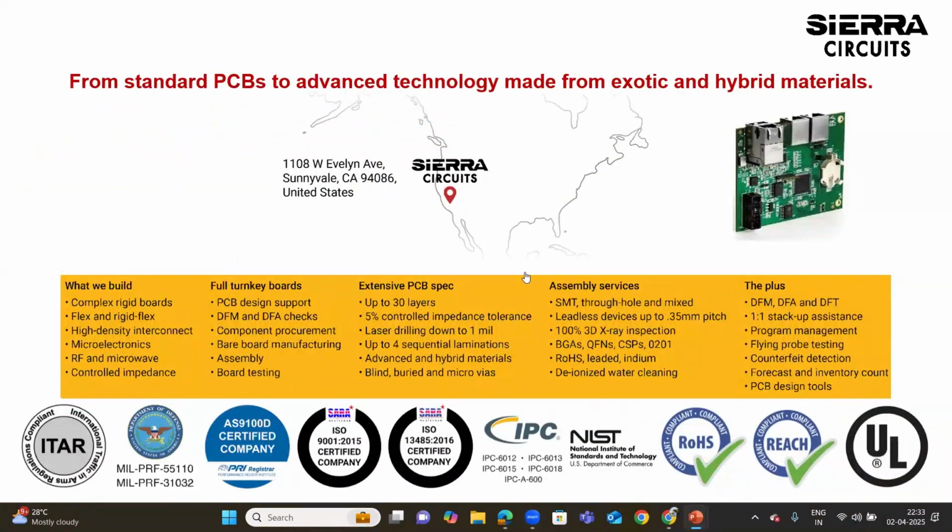So for those of you who are new here, I'll tell you a little about us. Sierra Circuits is a one-stop solution for PCB fabrication, assembly, and component management services. We have a 70,000 square feet PCB manufacturing and assembly campus in Sunnyvale, California. We also offer advanced technologies like HDI, rigid flex PCBs, RF, and microwave PCBs.